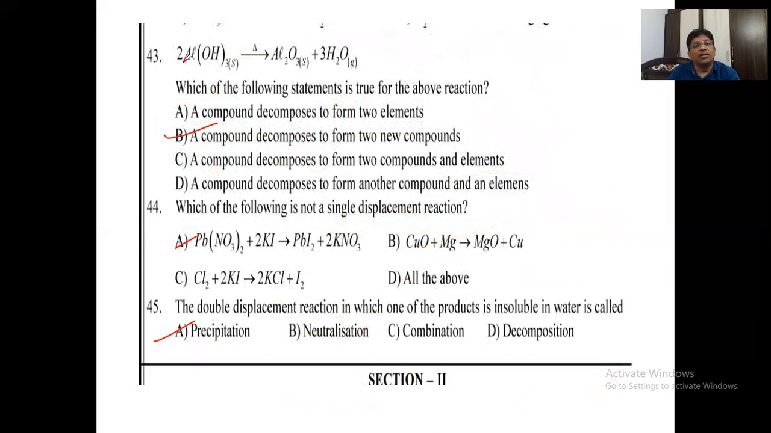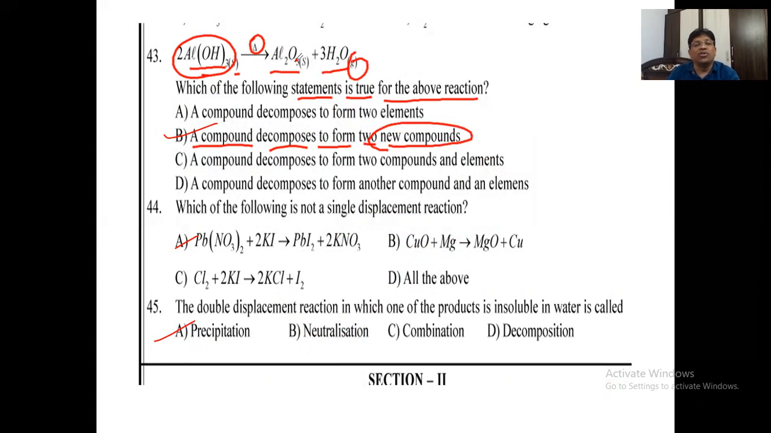Next, 2 moles of aluminum hydroxide. 2 moles of solid aluminum hydroxide on heating converts into what? It decomposes to aluminum oxide and H2O. At high temperature, H2O will be in the form of gas, and Al2O3 solid is produced. Which of the following statements is true for the above reaction? A compound decomposes to form 2 new compounds.